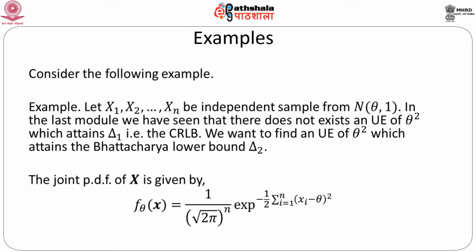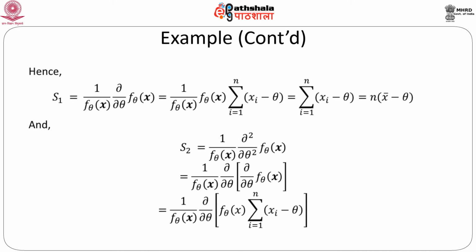The joint PDF of x1, x2 up to xn is given by f theta x vector is equal to 1 by root 2 pi whole to the power n into e to the power minus half into summation over i from 1 to n of xi minus theta whole square, where minus infinity less than xi less than infinity for all i. Hence, S1 is equal to 1 by f theta x vector into del by del theta f theta x, which is equal to 1 by f theta x into f theta x into summation over i from 1 to n of xi minus theta, which in turn equals n into x bar minus theta, where x bar is equal to 1 by n into summation over i from 1 to n of xi.